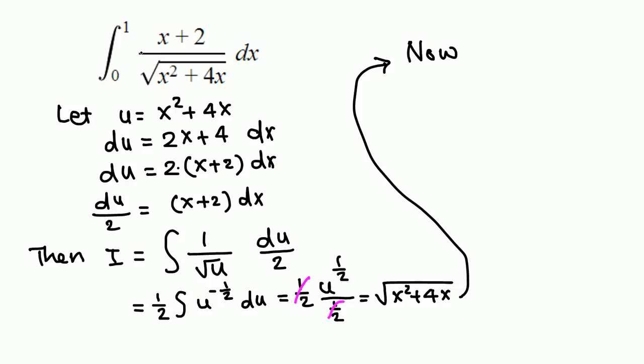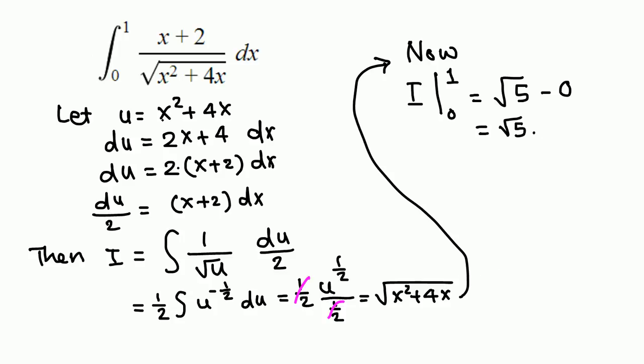Now we need to evaluate from 0 to 1, which is evaluating this integral at 1 minus evaluating it at the lower limit 0. So that's the square root of: plug in 1, 1 squared plus 4 times 1, that's 1 plus 4, 5. That's the upper limit, so square root of 5, minus: plug in 0, 0 plus 0, which is 0, and the square root of 0 is 0. So square root of 5 is the final answer.